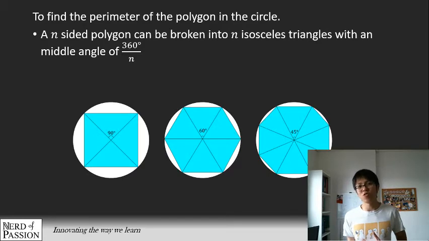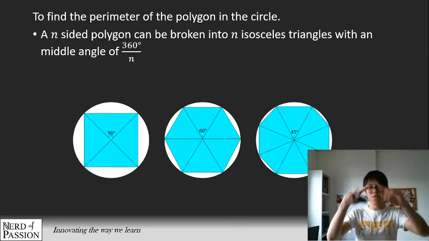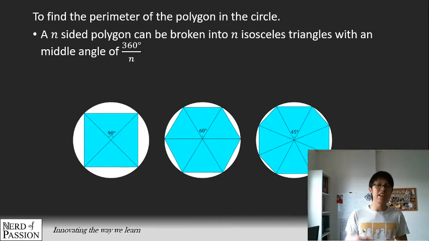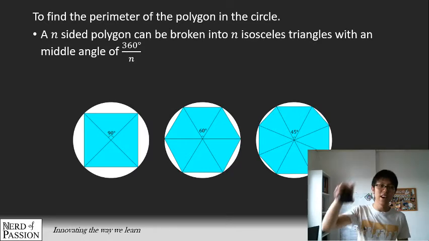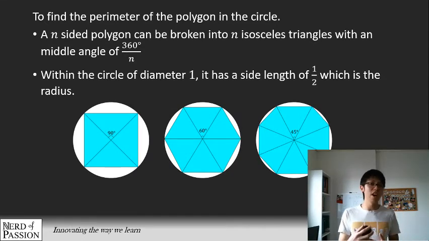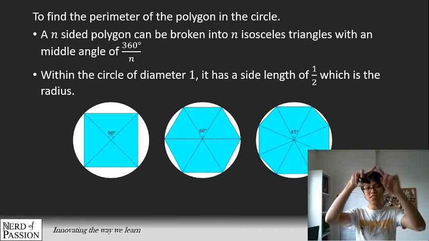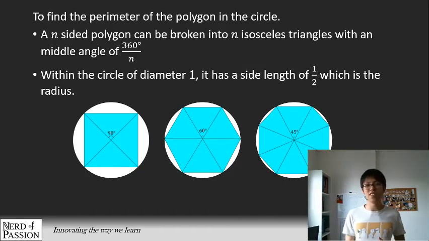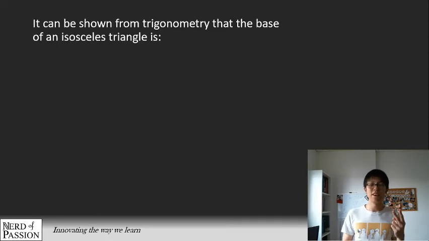A hexagon, with 6 sides, can be broken down into 6 isosceles triangles, and the middle angles are all 60 degrees. Finally, for the octagon, with 8 sides, you divide 360 degrees by 8, so you get 45 degrees, and there are 8 isosceles triangles. Each of the isosceles triangles has a side length of half, because that is the radius of the circle. If you look at the sides of the triangles, they are nothing more than the radius of the circle.